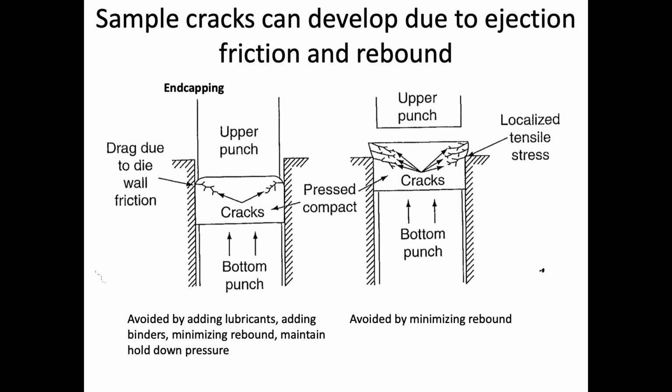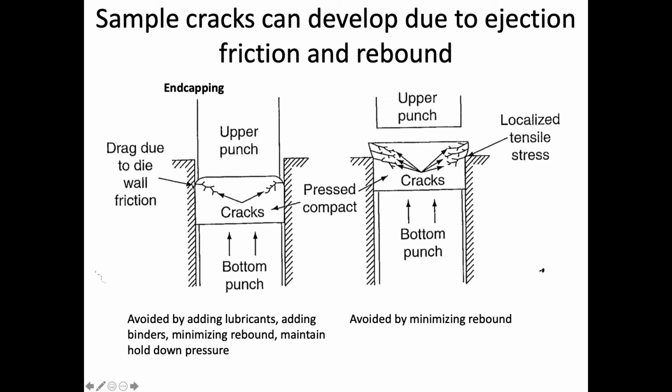All right, so let's talk about some of the problems that can happen with this technique. So cracks frequently develop in the sample, and they can come from the ejection friction. So imagine that we have the pellet here, and as we're ejecting it, we're bringing up this bottom punch. So there's going to be friction between the pellet here and the mold wall. And so that drag that is present can cause this cracking here and here on the ends.